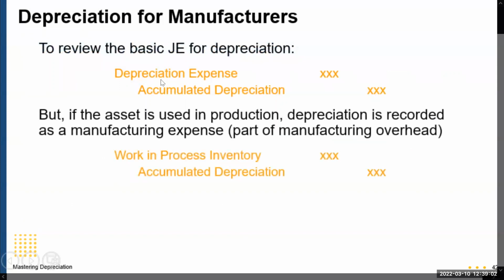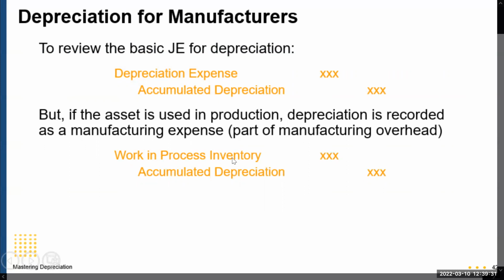So this is our basic journal entry that we do. So we know this one. Manufacturing, the difference is it's going to work in process inventory because we're in manufacturing, we're building something and then we're going to sell it. So we don't get to write off that depreciation on it until we finish it and sell it. So you just need to know that it's going into this work in process inventory.